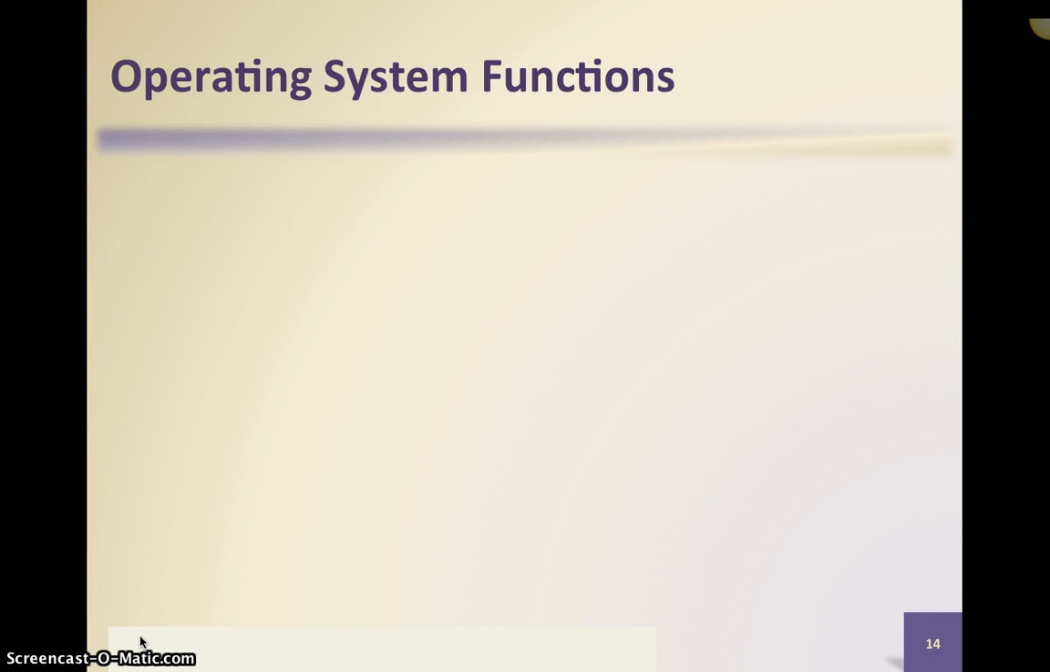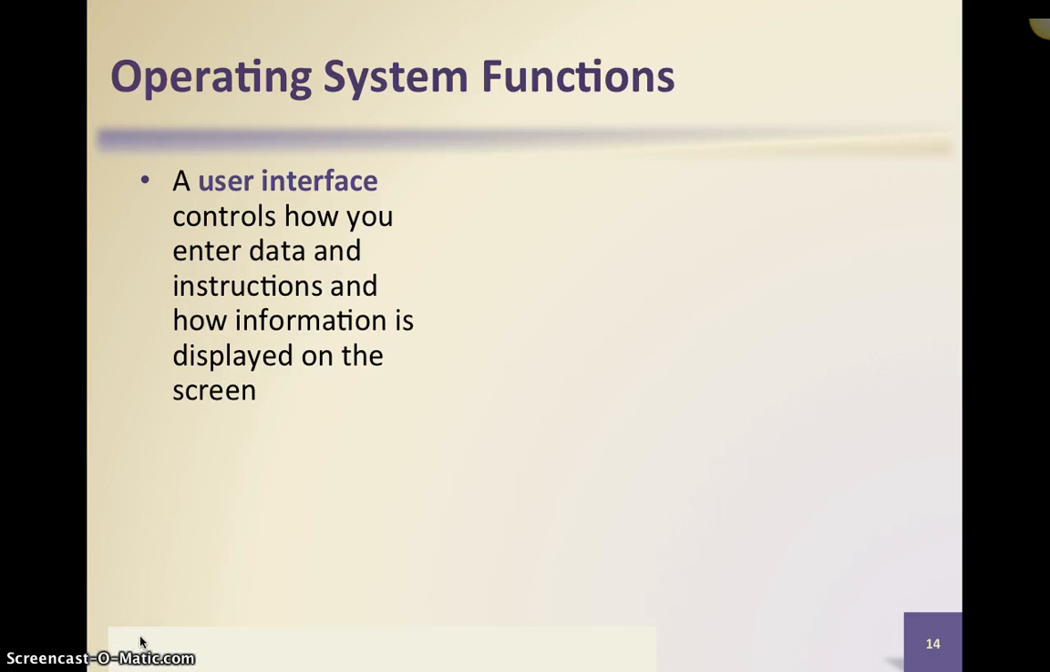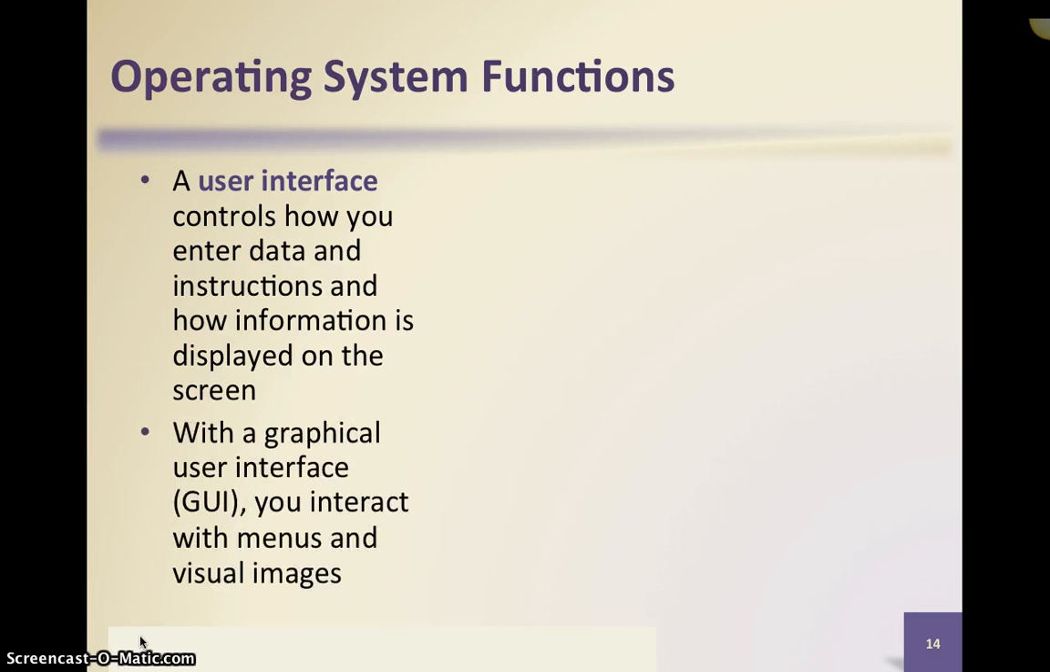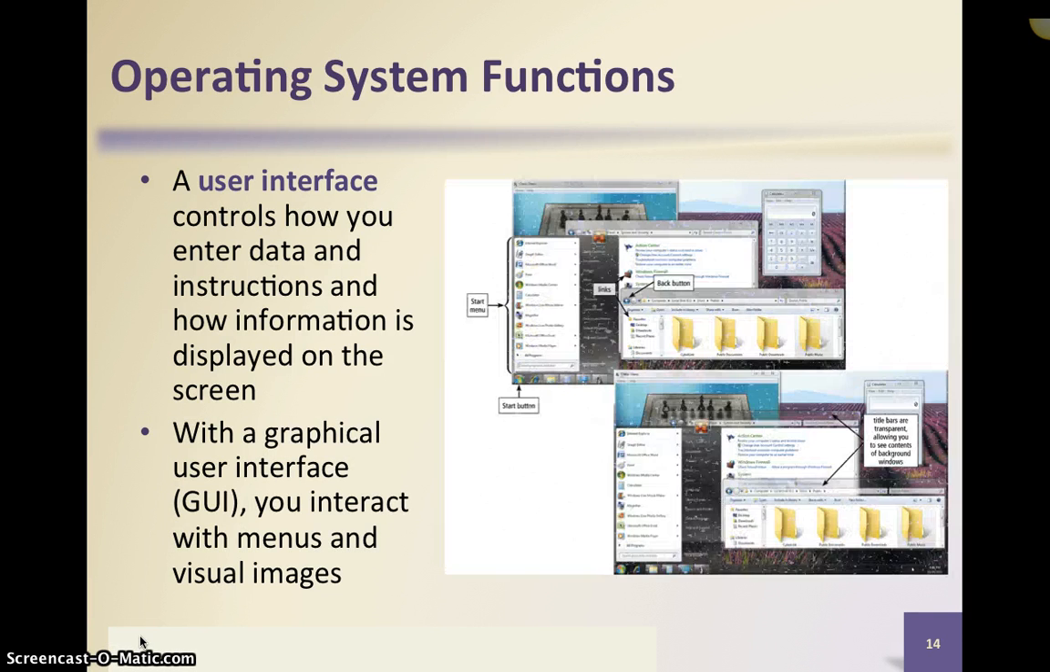Okay, after we shut down, we've got different types of user interfaces. A user interface is some way that you interact with the computer. Most of you interact with a Windows application or a graphical user interface. That's where we have the icons and the pictures and the dialog boxes that we interact with the computer with.